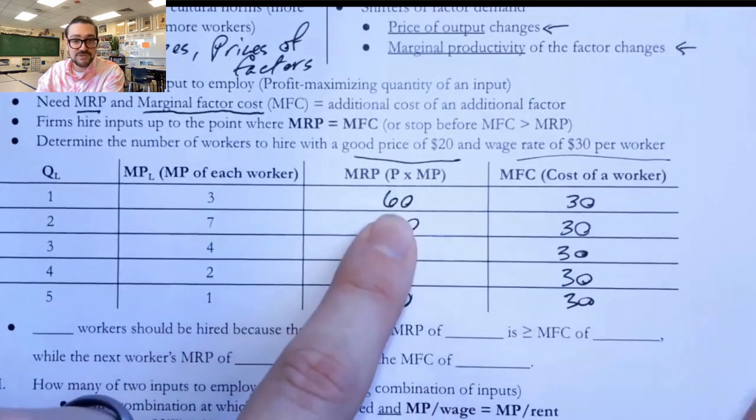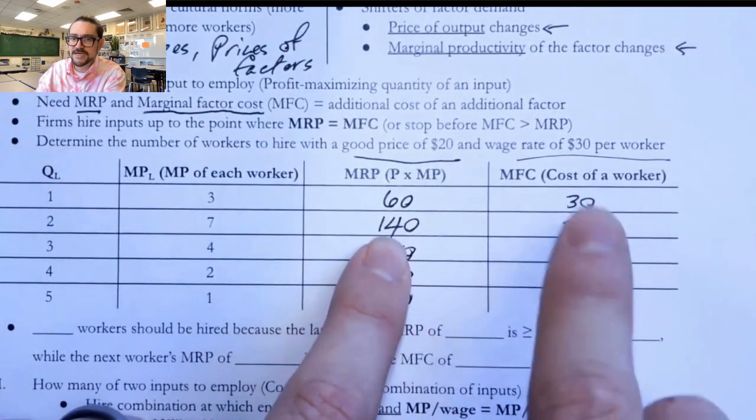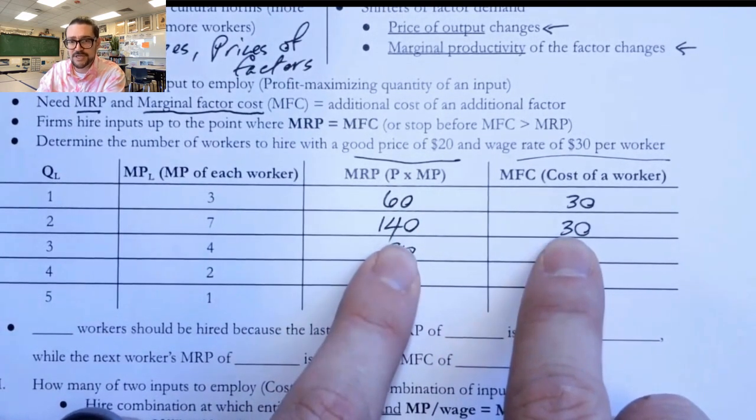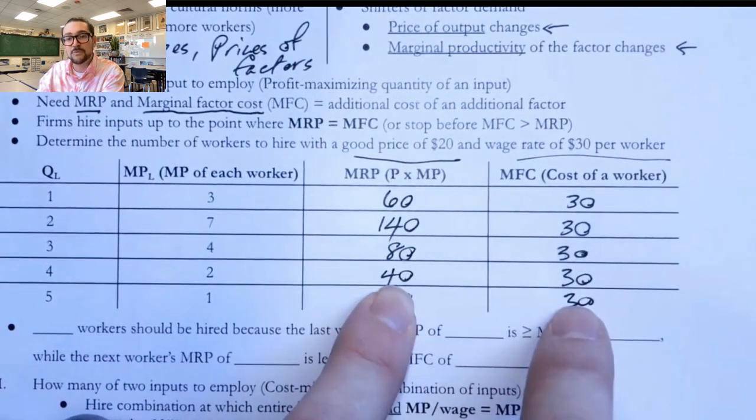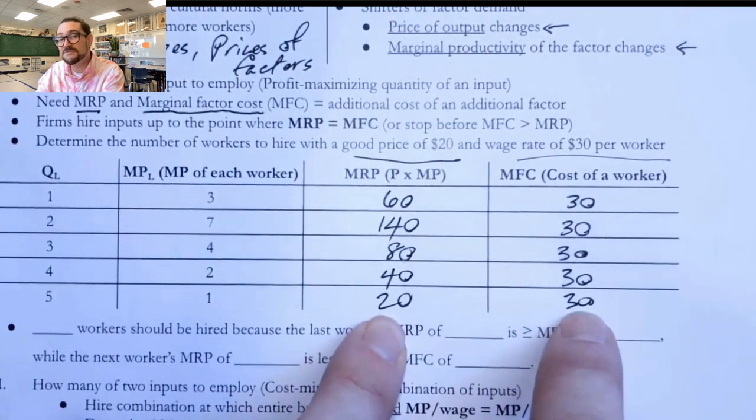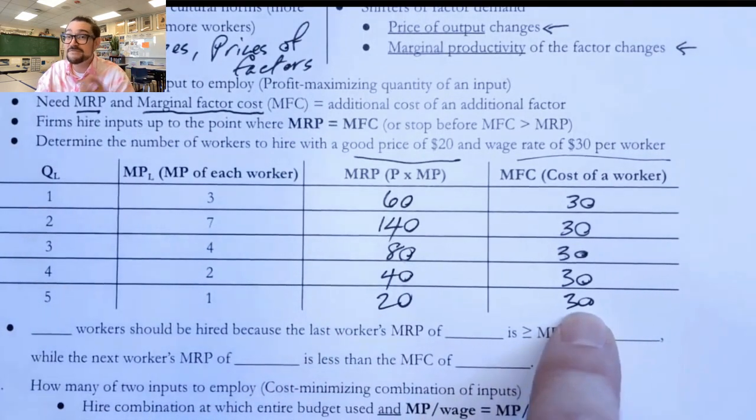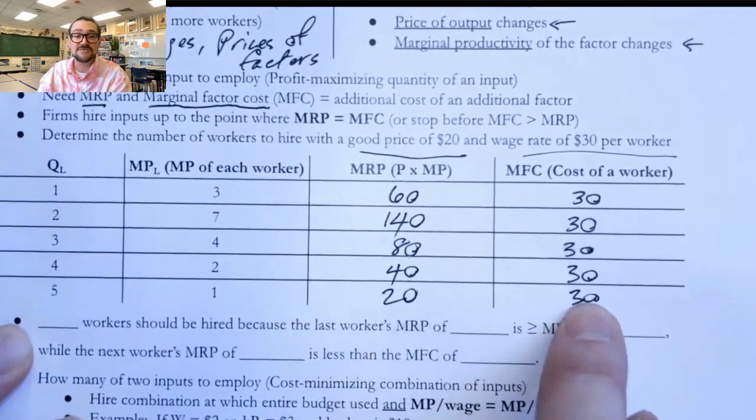So the first worker generates 60 and only costs 30. We should hire them. The second worker, definitely we should hire them because 140 is way bigger than 30. Third worker, for sure, 80 is bigger than 30. Fourth worker, for sure, 40 is bigger than 30. But we would not hire the fifth worker. Although they generate money for the company in the amount of $20, they don't generate enough to justify hiring them.